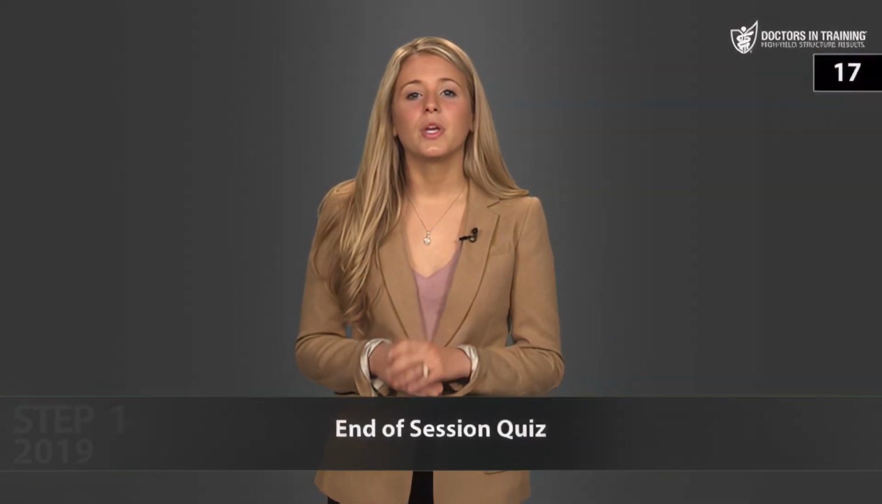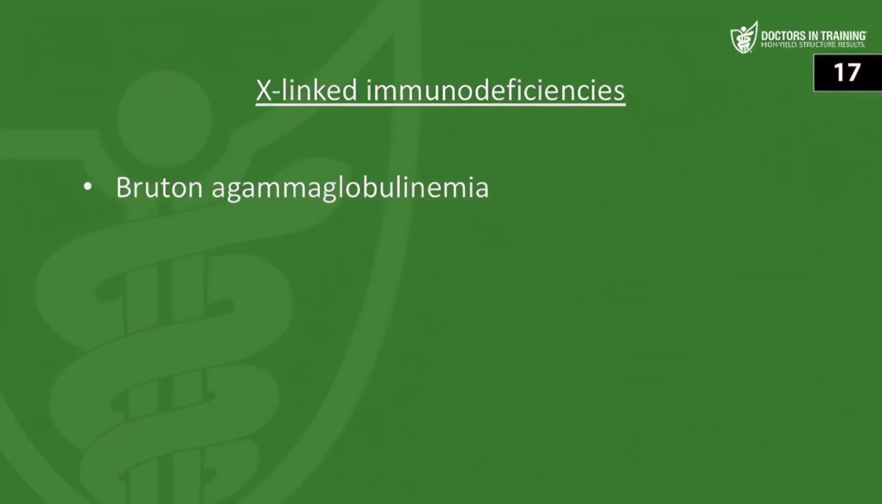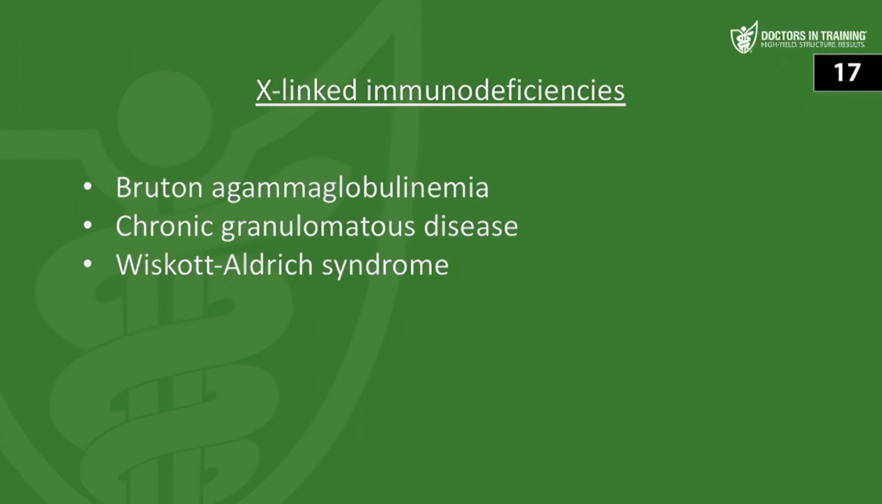First question. What are the X-linked immunodeficiencies? We mentioned Bruton agammaglobulinemia, chronic granulomatous disease, not always, but most of the time, Wiskott-Aldrich syndrome, and most cases of SCID are X-linked, and most cases of hyper-IgM syndrome are also X-linked.